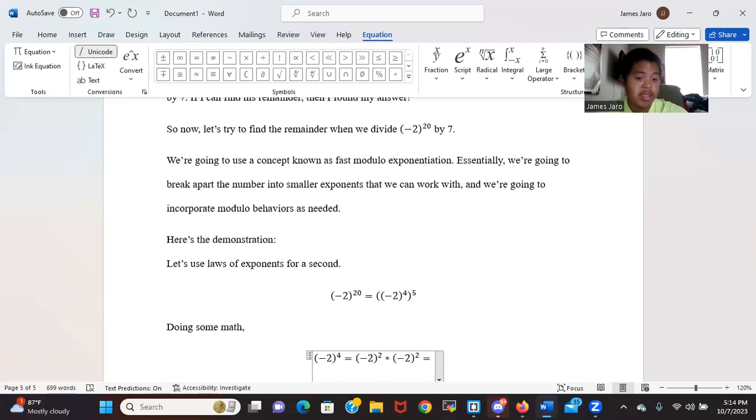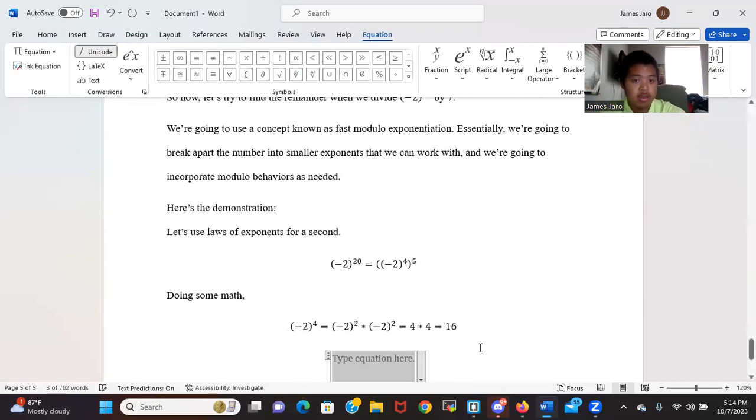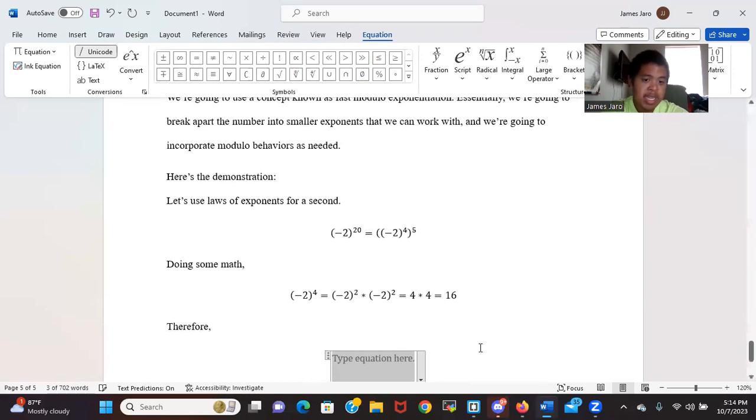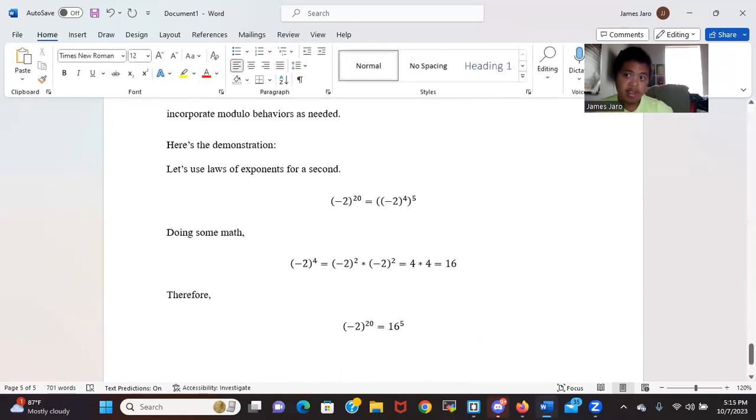And -2 squared is 4, so it's really 4 times 4, which is 16. So therefore, we have that -2 to the 20th is really the same thing as 16 to the 5th. And you might be wondering, okay, but why does this matter? Well, let's take a look at this.